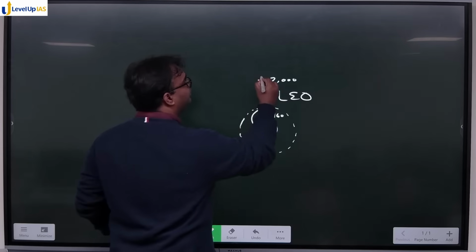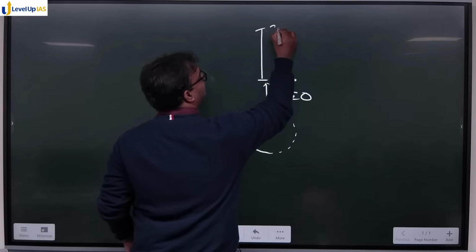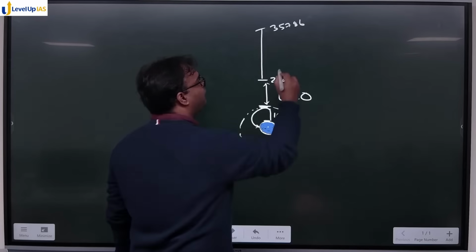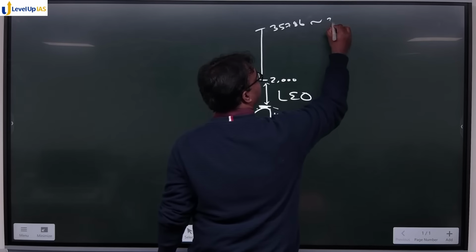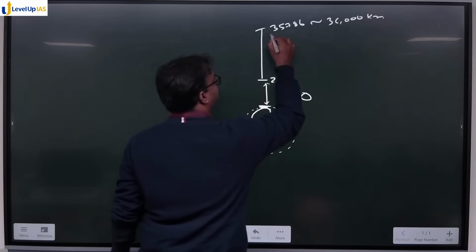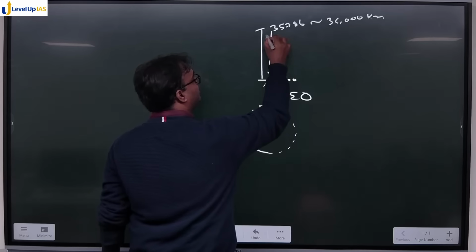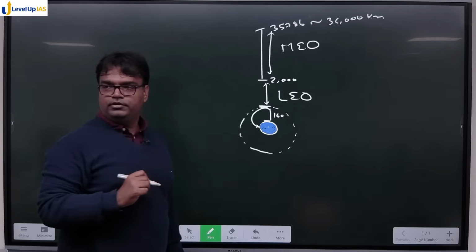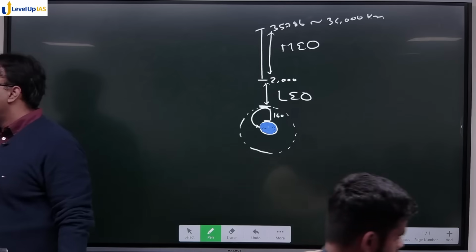From 2000 kilometers to 35786 kilometers. Or roughly we also write it as 36,000 kilometers. This orbit is called medium Earth orbit.